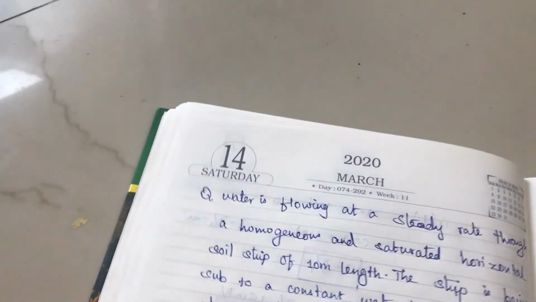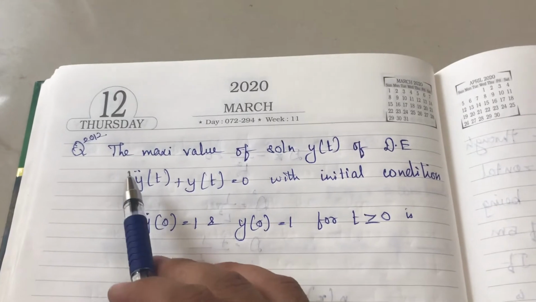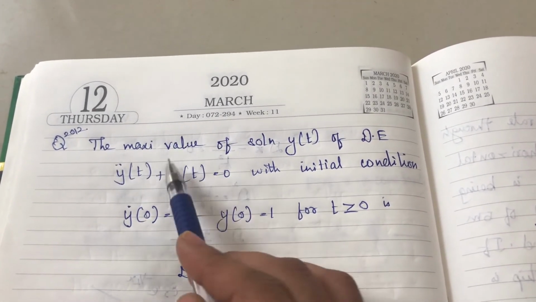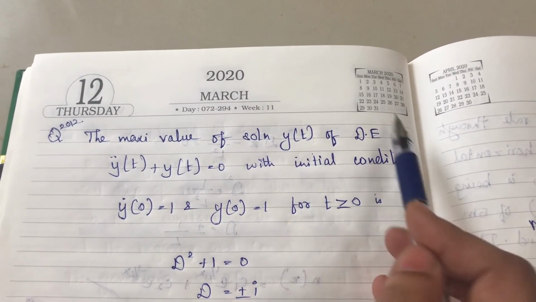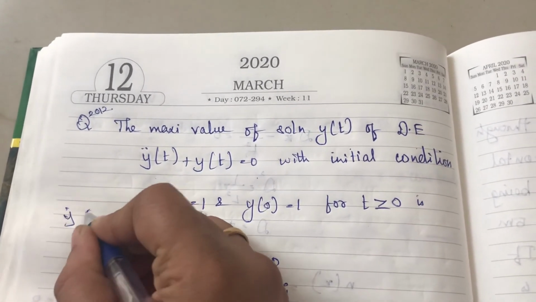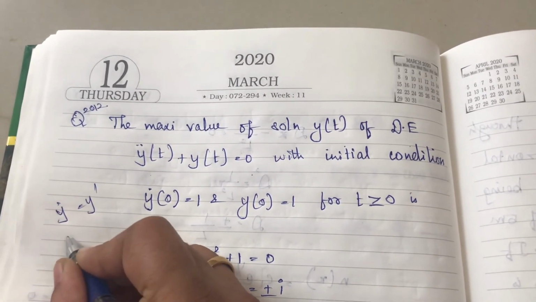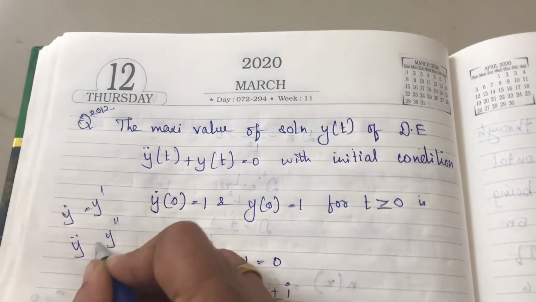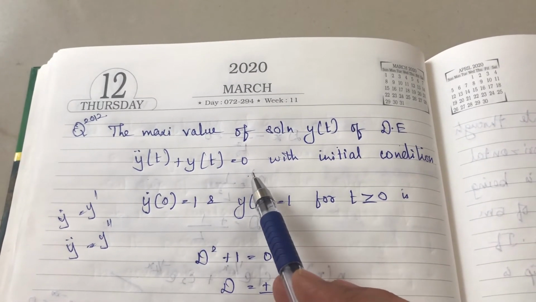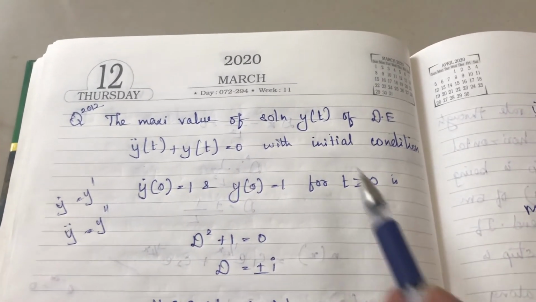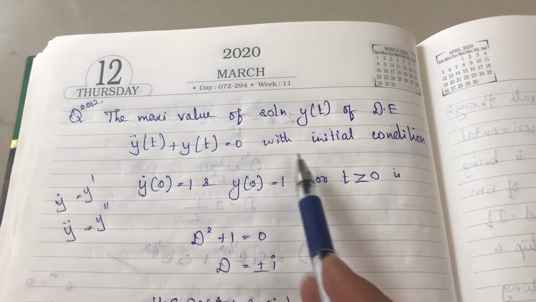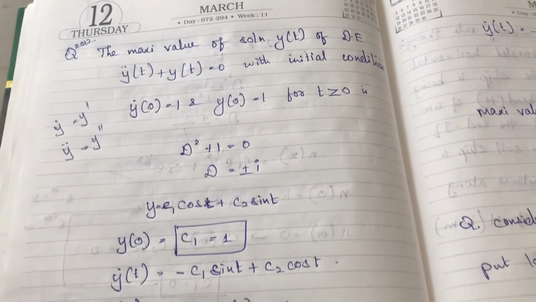Okay. Then comes another sum. This is asked in 2012. We need to find the maximum value of y of t in the differential equation. They have given the equation. What is this? This is nothing but y dash. What is this? Double dot means double derivative. So y double dash of t plus y of t is equal to 0, and they have given the boundary conditions here.